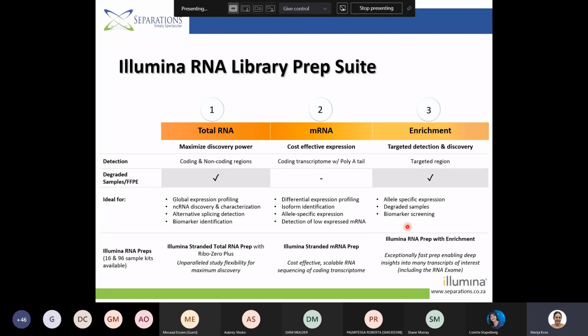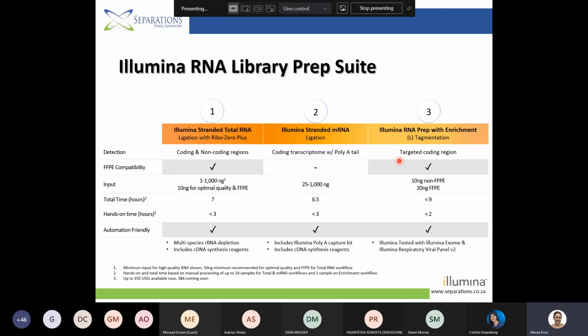If we are looking at specific targeted regions, we are not interested in the whole transcriptome, only a few specific genes that we are interested in. We want to know what is the level of that specific allele expression. Then obviously we will have a targeted approach. We can do that either by enrichment, where we would have probes that bind to that specific transcript, and we will pull out what we are interested in. Everything else would be washed away. Or we could do it amplicon based, where we amplify the transcripts that we are interested in.